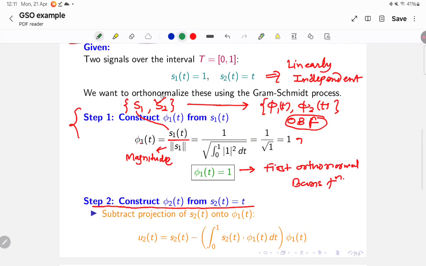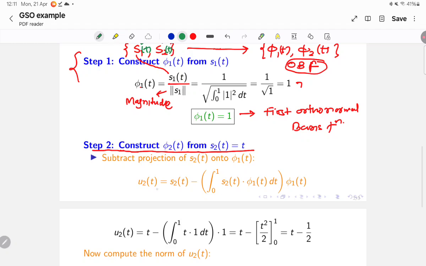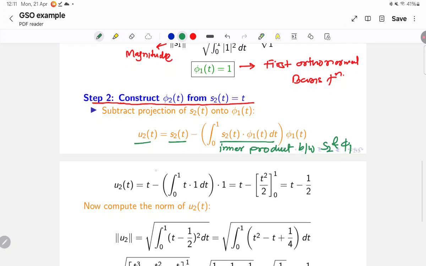Because in the first instance we took S1, now we will do it for S2(t) instead of S1(t). Now the second one will take S2(t). So what is the formula to find the orthogonal signal? This is the formula. U2(t) is equal to S2(t) minus the inner product between S2 and phi1 times phi1. Okay, so now we are calculating U2(t). We will put the value of S2 and the value of phi1, and we will calculate. We are getting t minus half.